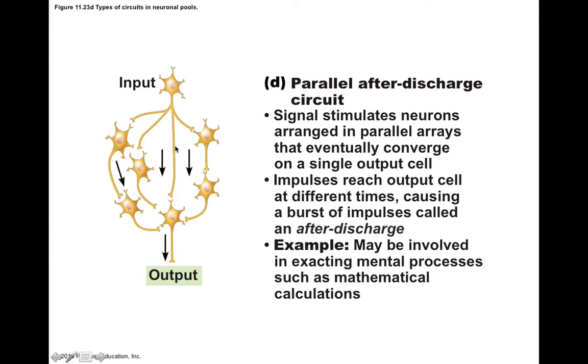So you're going to find then that although the action potential is going to get to this neuron quicker, other action potentials from these pathways will also get to the output neuron. And this creates frequencies of action potentials that eventually stimulate an output neuron. So with these parallel after-discharge circuits, you can get more odd patterns of output. An example of this would be things like exacting mental processes like mathematical calculations. Understanding mathematical equations could rely on these sorts of parallel after-discharge circuits.